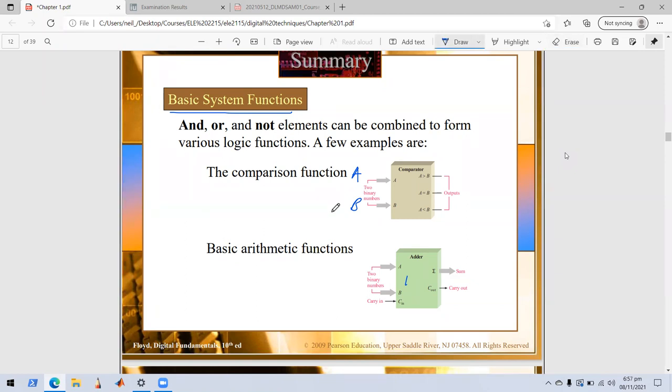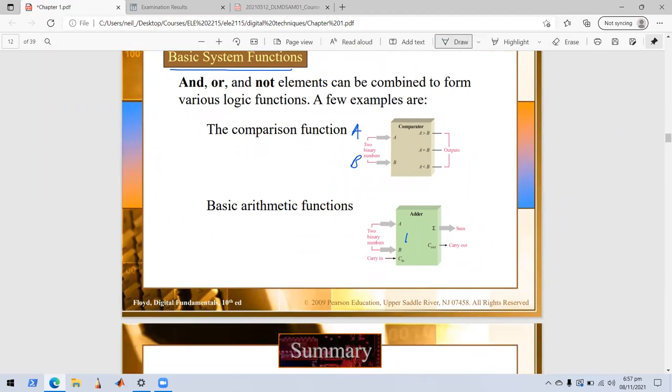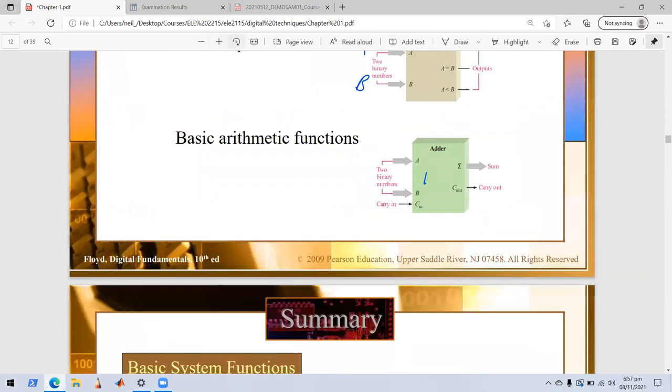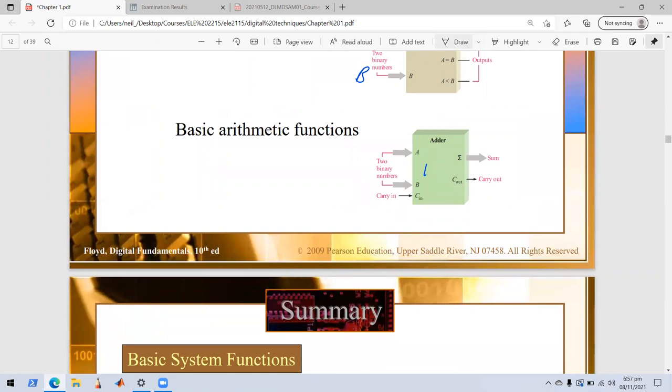Another functional block, the adder. What this does is add two binary numbers. Binary number A comes in, binary number B comes in, into this adder, the adder adds up A and B, and it outputs the sum of that.